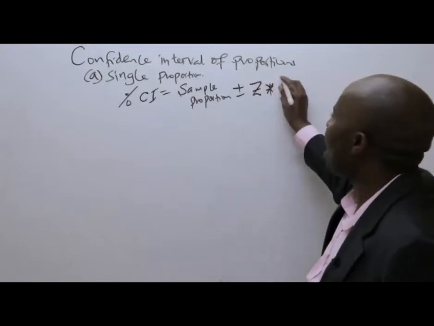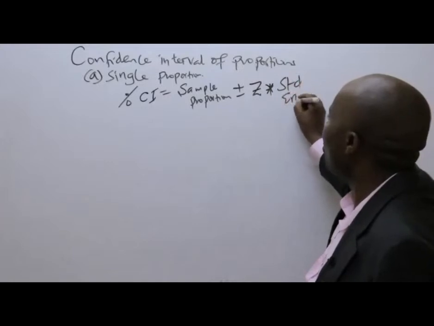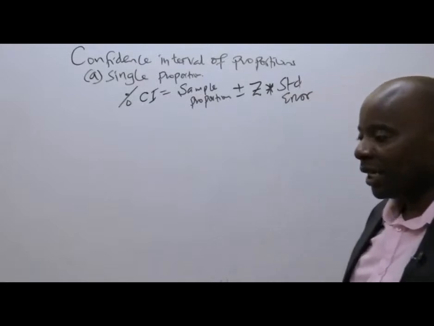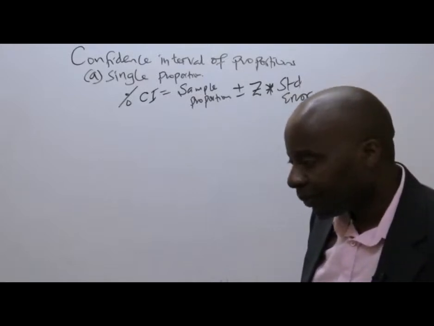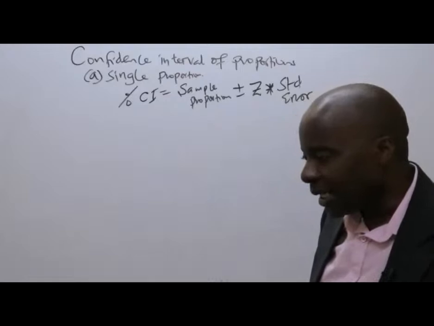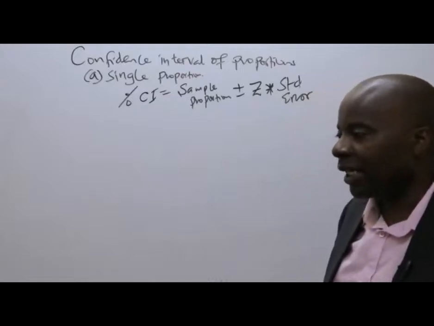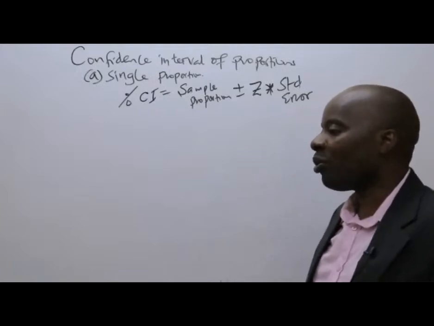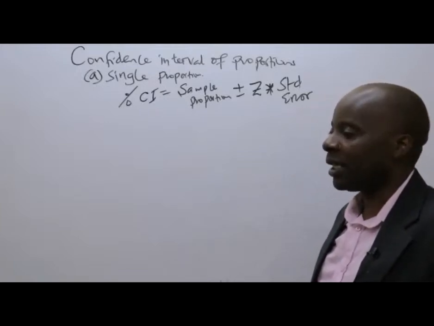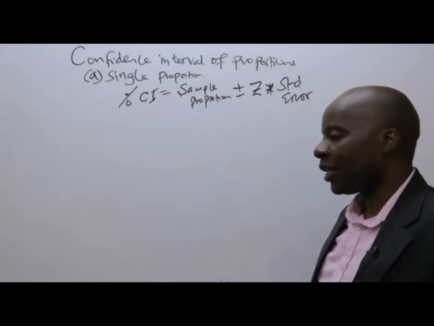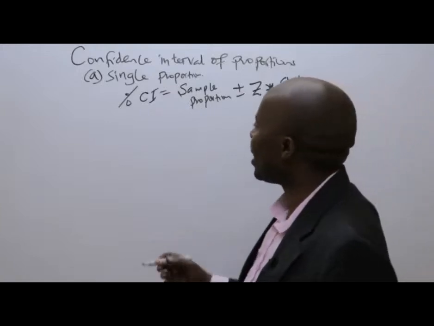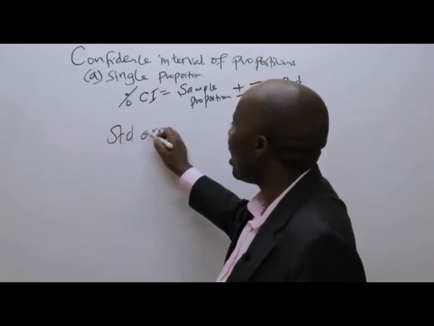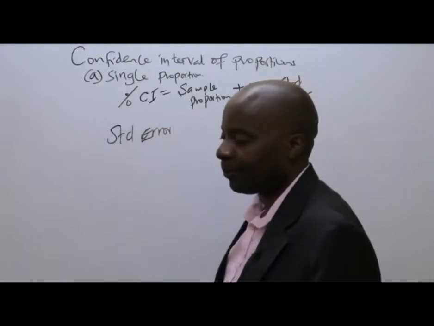So Z times what we call the standard who? The standard error. Z times the standard error. Yes, we have answered that. So the percentage confidence interval equals the sample proportion plus or minus Z times the standard error. But now, how do we get the standard error in situations where we have proportions?